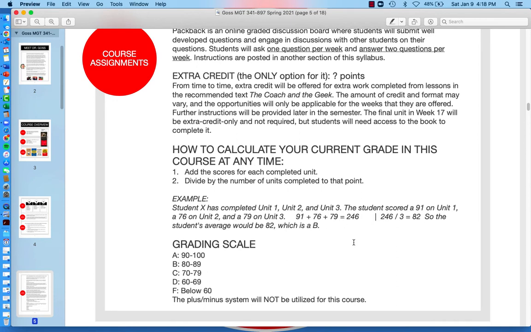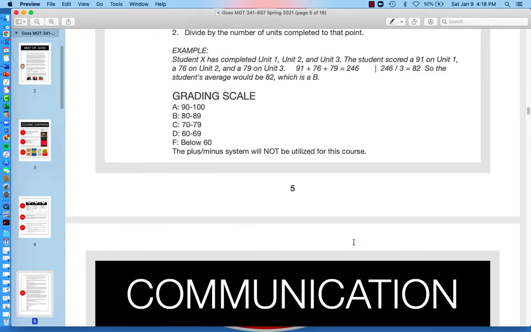Very simple. And again, you're going to have 12 units in this course. You see the grading scale at the bottom. It's a basic 10-point scale for your averages, and I will not use the plus or minus system.